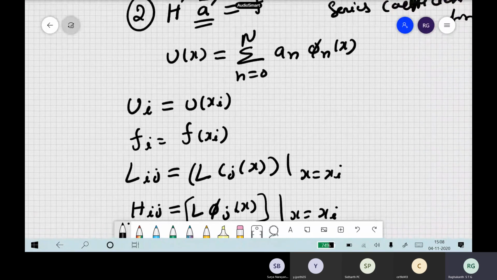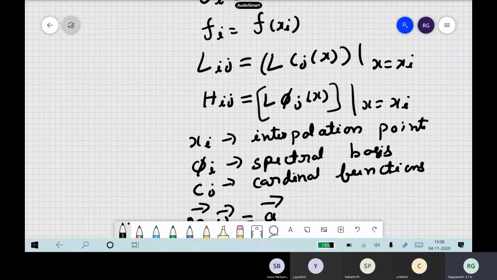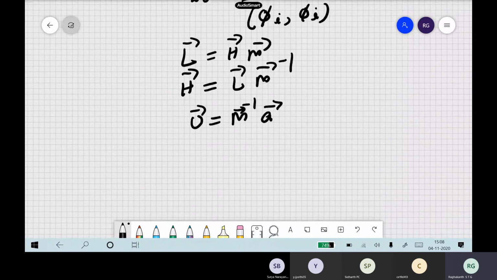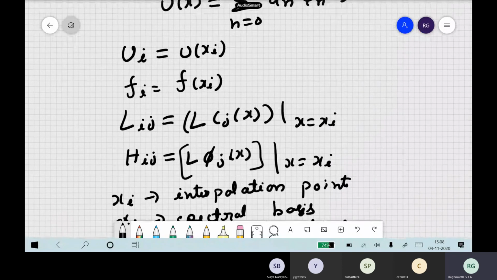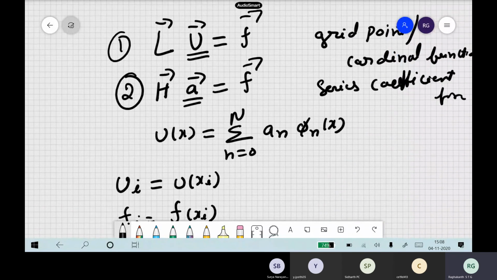Okay, so fine, I think this is more or less fine for our pseudospectral method. If you have any questions, you can ask me. Okay.